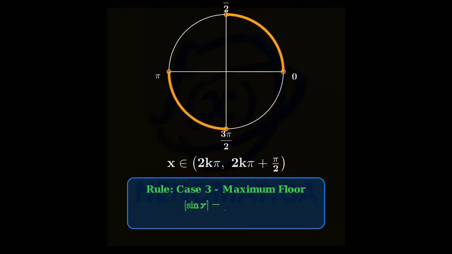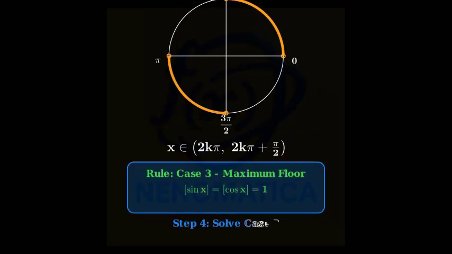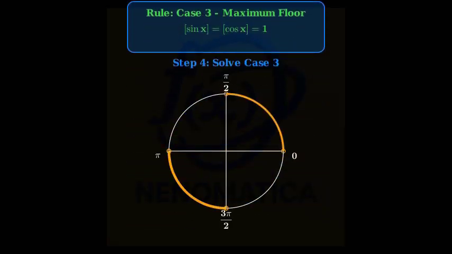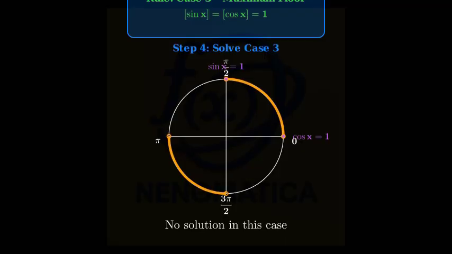Step 4. Case 3. Both floors equal 1 would require sine x equal 1 and cosine x equal 1. But sine x equals 1 at pi over 2 plus multiples of 2 pi, while cosine x equals 1 at 0 plus multiples of 2 pi. These never occur at the same x, so this case has no solution.